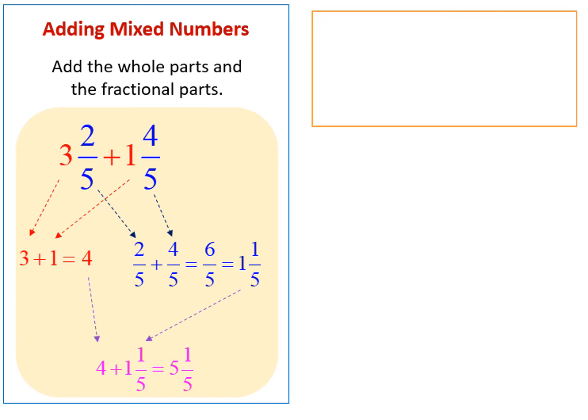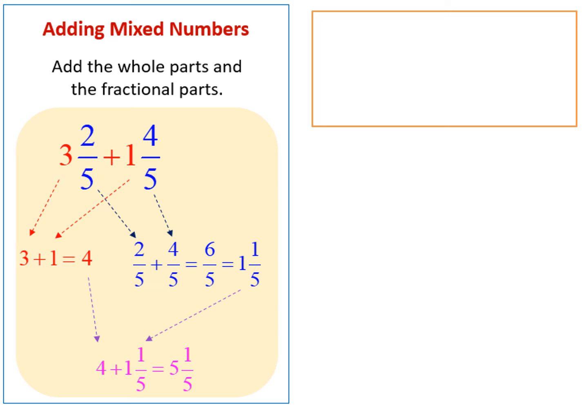Now how do I add mixed numbers? You can take the whole parts together and the fractions together. Here 3 plus 1 are the whole parts, so it's 4. 2 over 5 plus 4 over 5, I can add easily because they have the same denominator, which is 5.